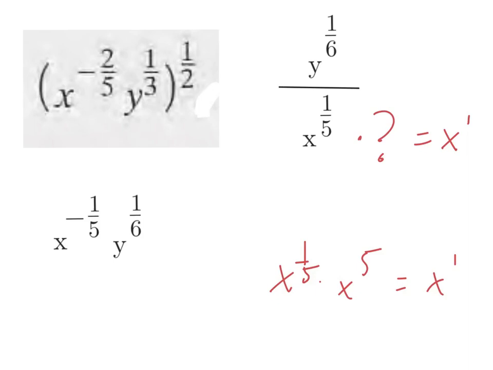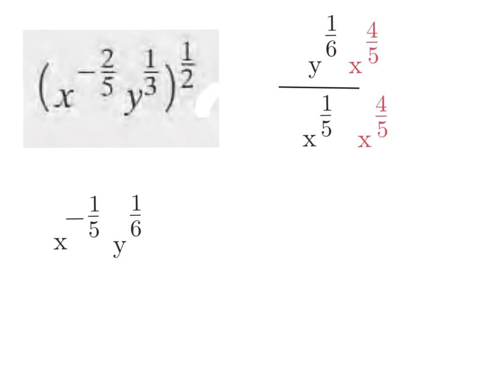What do we do when we're multiplying, and what do we do with the powers? You add them. So 1/5 plus 5 is 1? I'm afraid not. That is incorrect. What plus 1/5 gives me 1? 4/5. What I really need to do is multiply top and bottom by x to the 4/5.